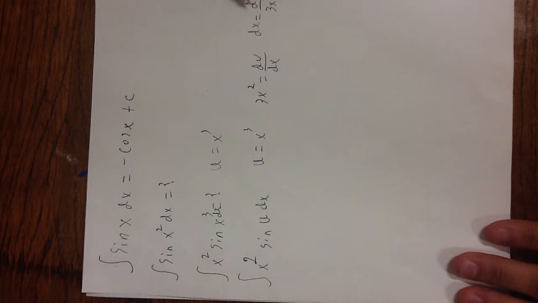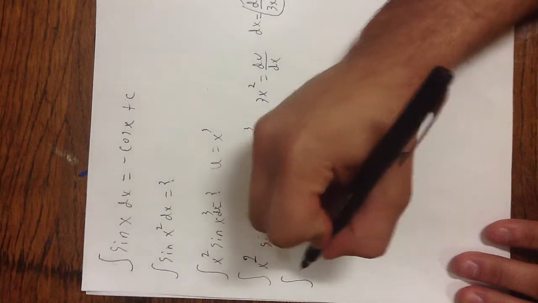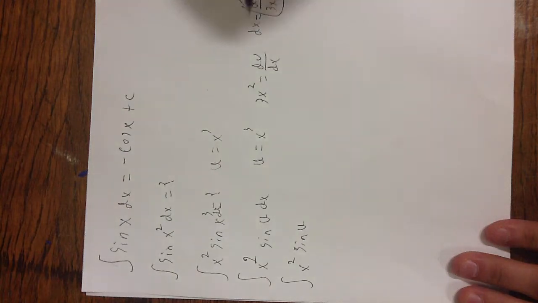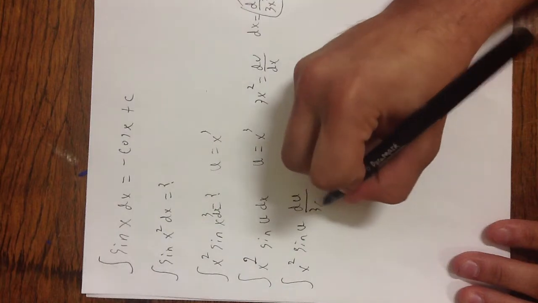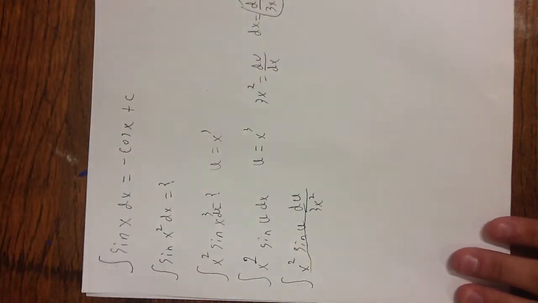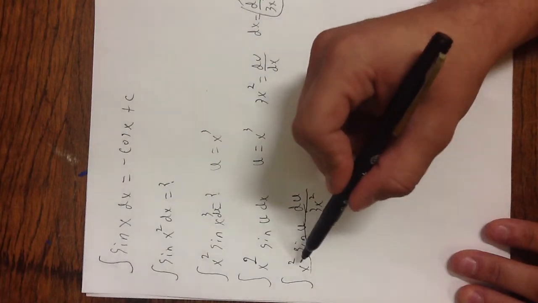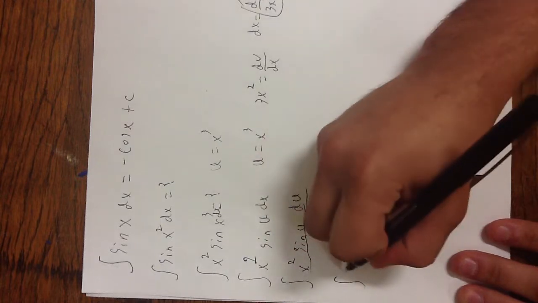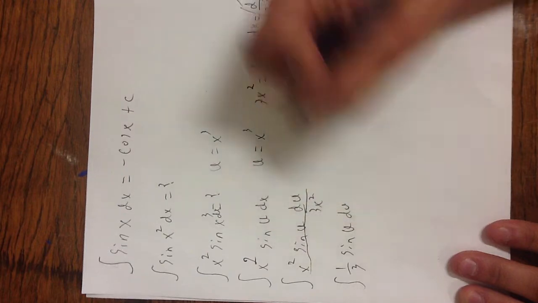Now from there we can substitute this whole thing in. So the integral of x squared sine of u, now instead of dx, we're going to put in du over 3x squared. Alright, so this is pretty much this whole thing. Now from here we can do some simplification. So this x squared and this x squared cancel, and we're left with a 3 in the denominator. So now we have the integral of 1/3 sine of u du.